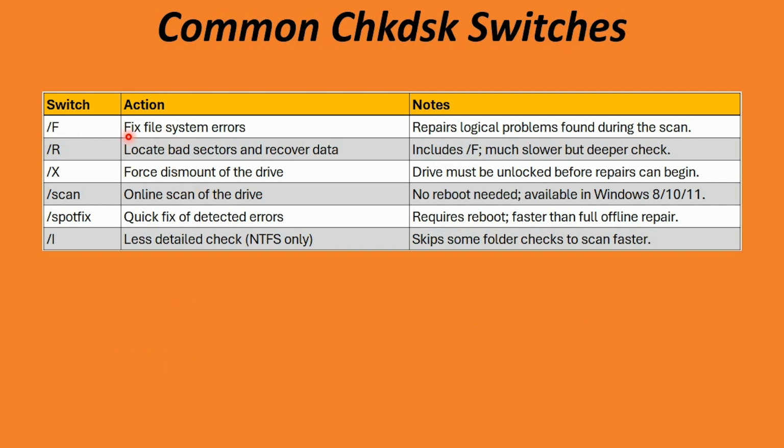All right, so /F, fix the file system errors. So this repairs logical problems found during the scan. The /R switch will locate bad sectors and recover data. And this will also include the /F switch. And then you have /X, which will force a dismount of the drive because the drive must be unlocked before repairs can begin. Then you have the /scan.